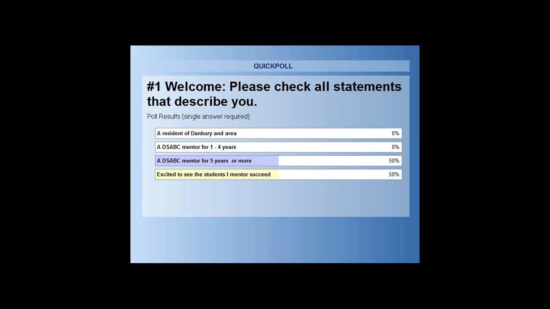Okay, wow, 50% of our mentors have been providing this service to Danbury Schools in this volunteer activity for 5 years or more. But we also have some new mentors participating in the program, and that's always great to see as well because it's such an important program. I can't think of a more beneficial thing to do than to help our students succeed because they are the future of our world. So thank you for taking the time to vote there. We'll have another slide coming up in just a minute.